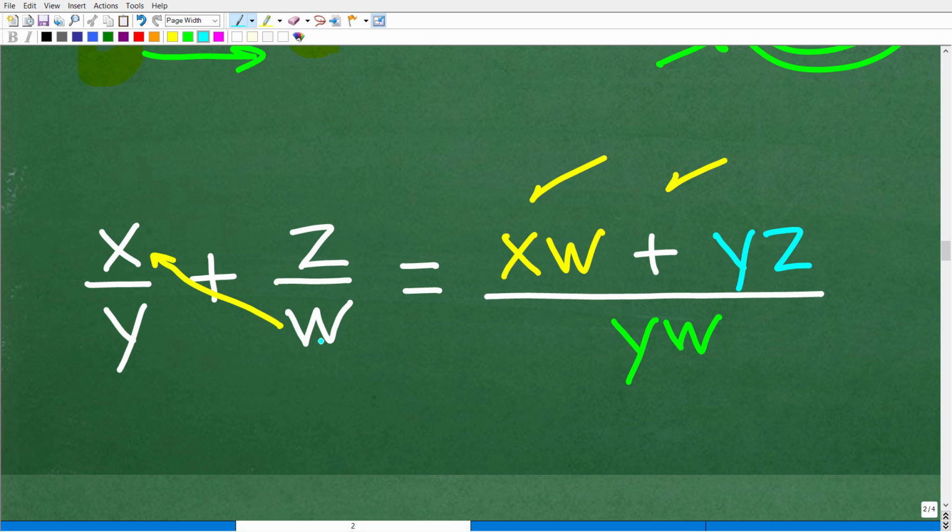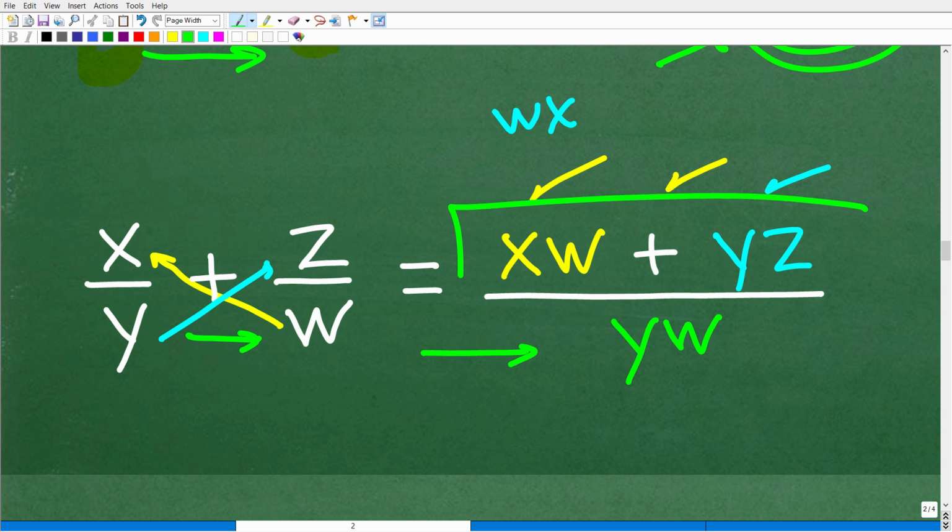So w times x, you can write that as wx or xw, doesn't make a difference, plus y times z, which is yz. And there is our numerator. There's basically nothing else to do over y times w, which is our denominator. And there is the answer.